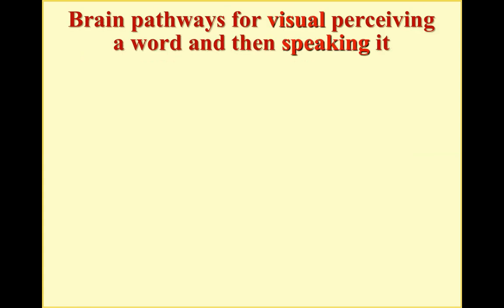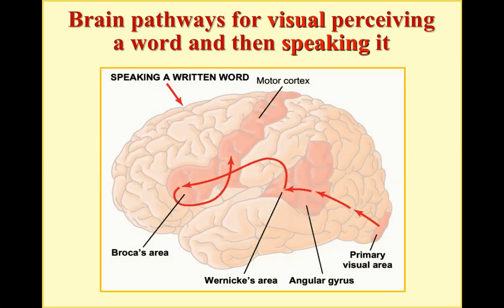Let's see how it changes in the case of visual perception of a word and then speaking it. So if you read a text and you need to say aloud the word which you read, information comes to the visual cortex first, as it's a visual perception of the written or printed word. Then it is passed through a specific gyrus, called the angular gyrus. It passes into Wernicke's area. And only then the number of symbols on the paper results in understanding of its meaning.